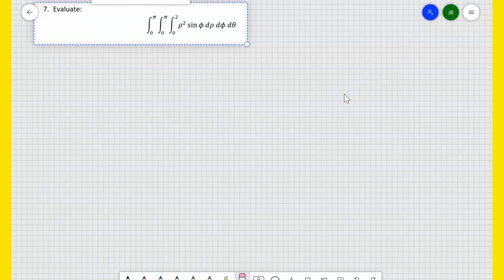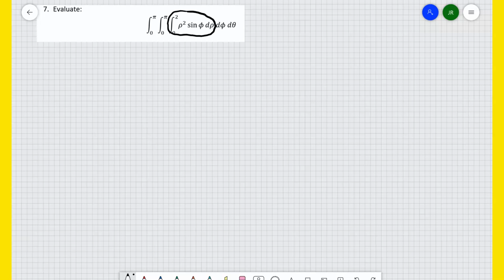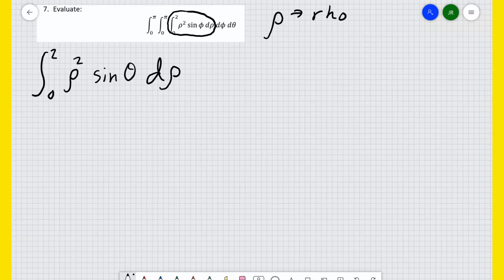Alright, here is number 7, doing a triple integral. We will do the inside integral first. So we're just doing the integral from 0 to 2 of rho squared sine phi d rho. And yes, this is the Greek letter rho, and it is my favorite of the Greek letters. So we're just integrating with respect to rho, which means sine of phi is just a constant.